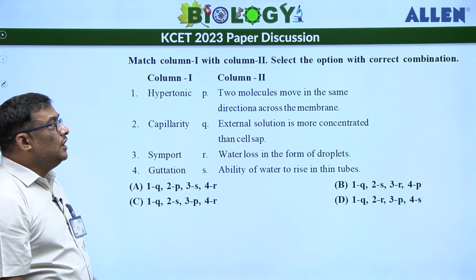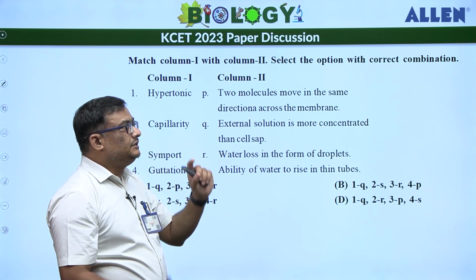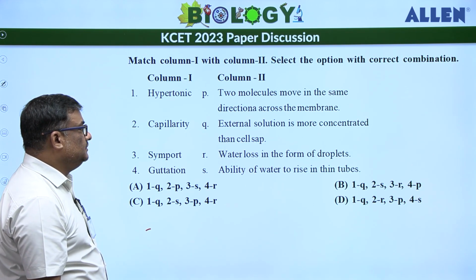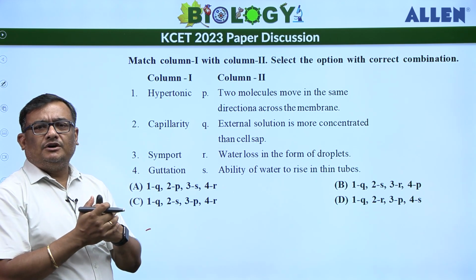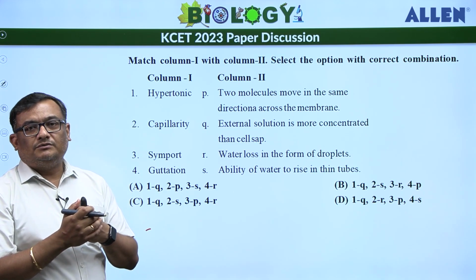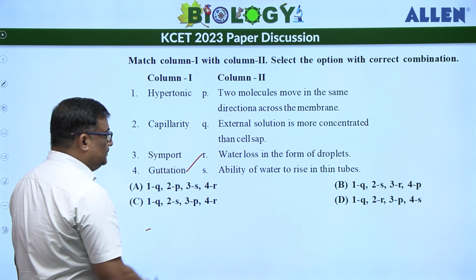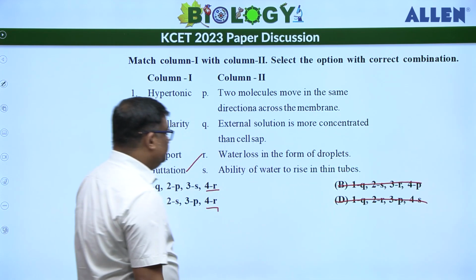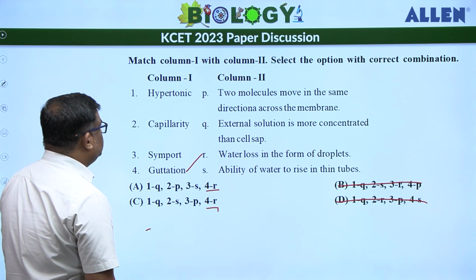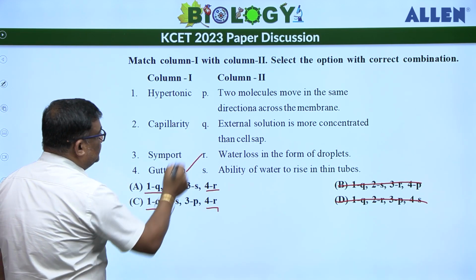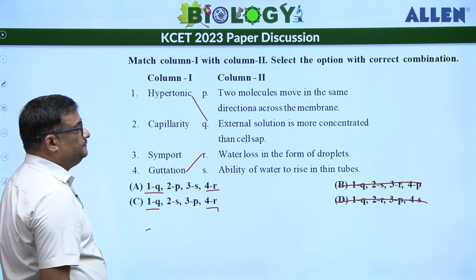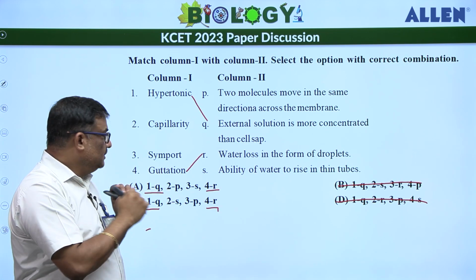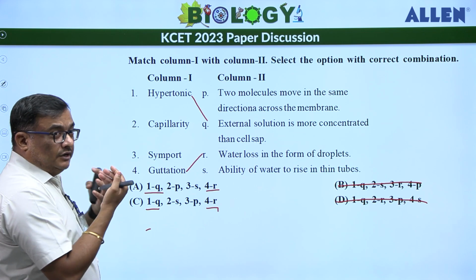Match column 1 with column 2. Select the option with correct combination. Now look at this one by one. Hypertonic, capillarity, symport, guttation. Guttation is the simplest word which we are aware of. So guttation is basically the loss of water in the form of water droplets. So 4 becomes R. These two are ruled out. 1 becomes Q because they both are common, so it becomes very common. I am approaching everything one question, one answer. Look at the third one. Now it has become very easy.